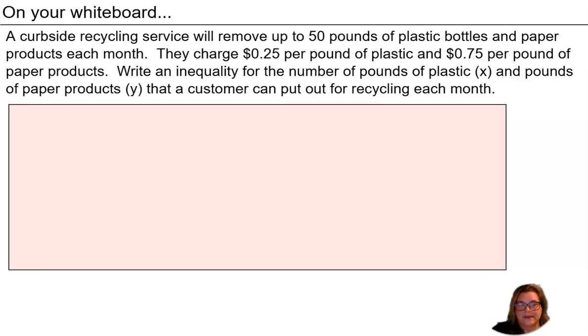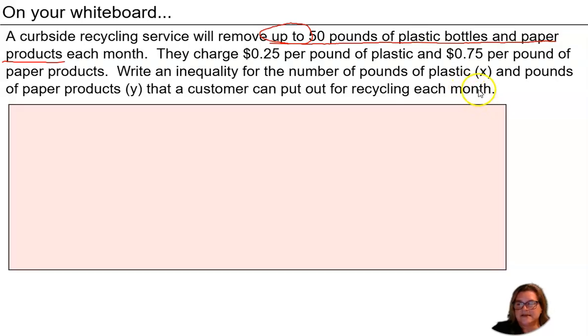So a curbside recycling service will remove up to 50 pounds of plastic bottles and paper products each month. They charge 25 cents per pound of plastic, 75 cents per pound of paper. Write an inequality for the number of pounds of plastic, X, and pounds of paper products, Y, that a customer can put out for recycling each month.